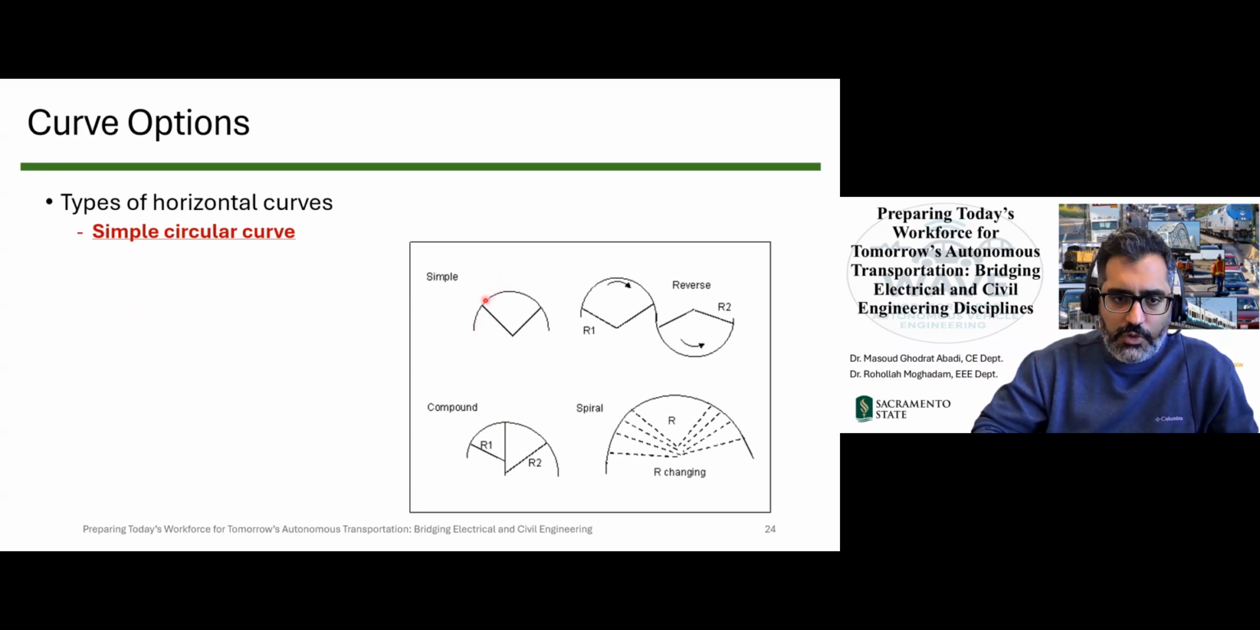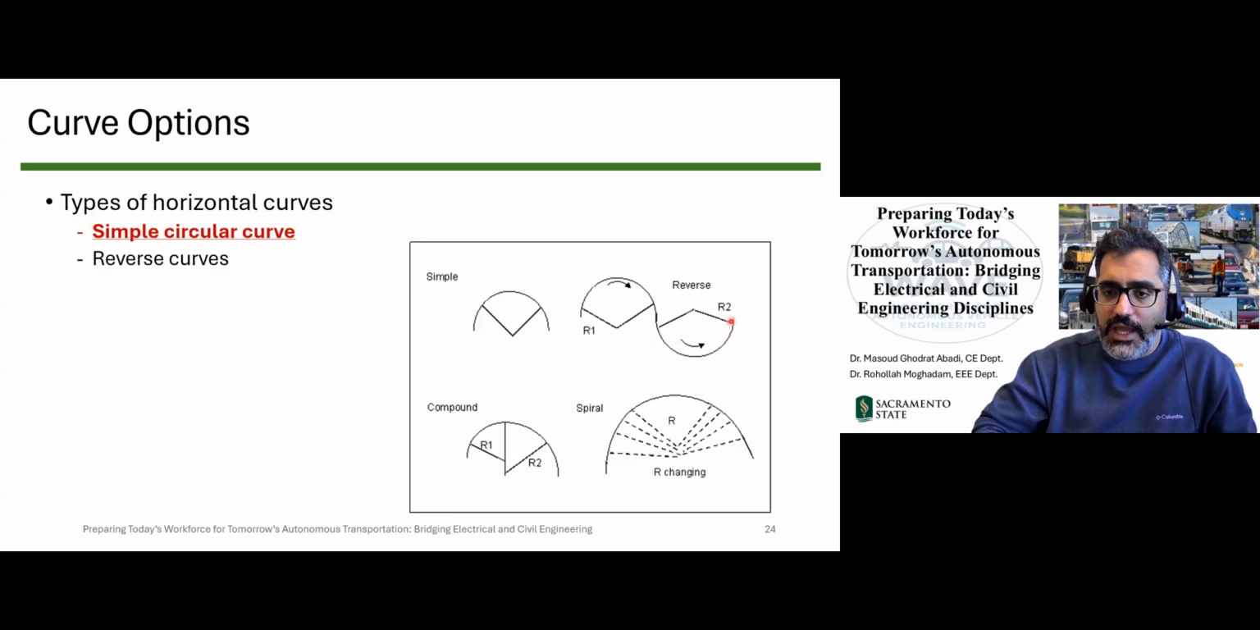So imagine I have one tangent here and another tangent here, and I want to connect these two tangents using the curve here. This is just a simple circular curve with one radius. We also have reverse curves, as you can see here.